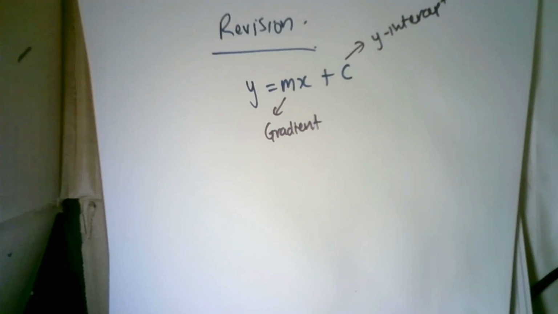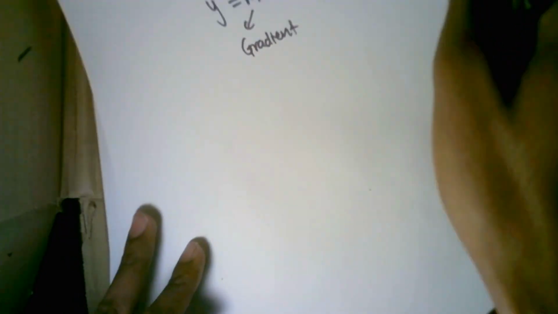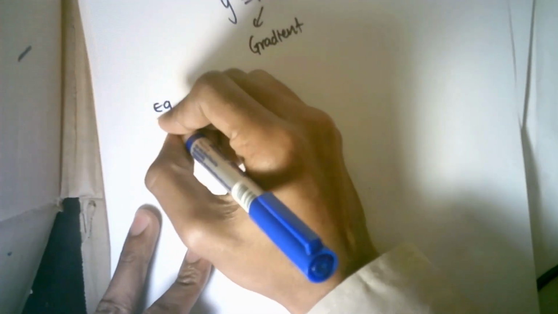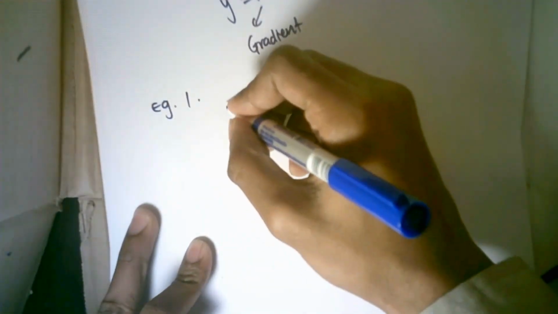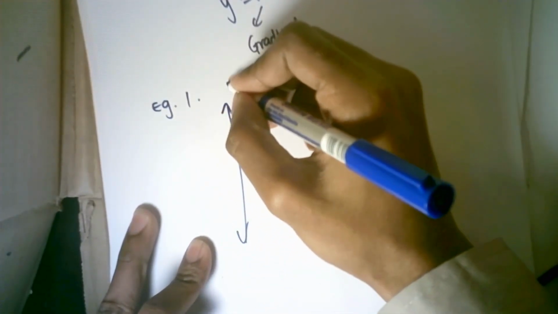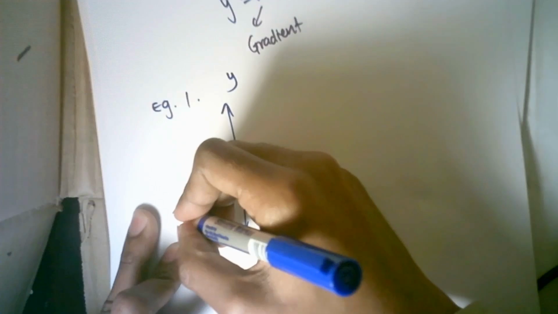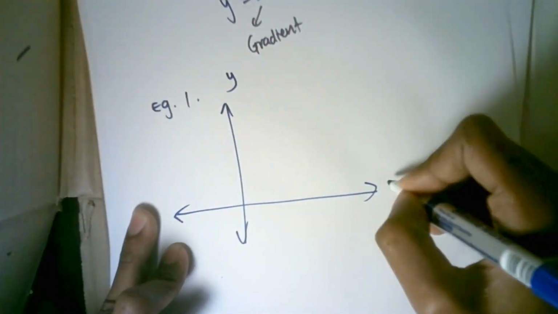And to find the y-intercept, you let x equal to 0, and likewise to find the x-intercept, you let y equal to 0. So let's do an example very quickly. Let's say I'm given this graph, example 1. So let's draw a quick sketch of a graph. I have my y-axis and I have my x-axis.